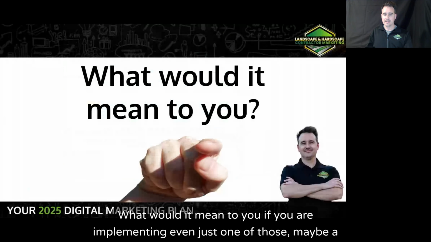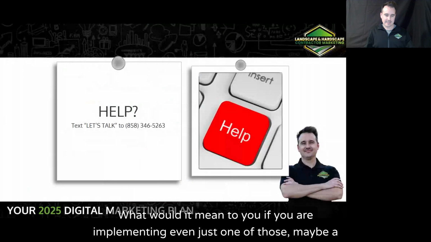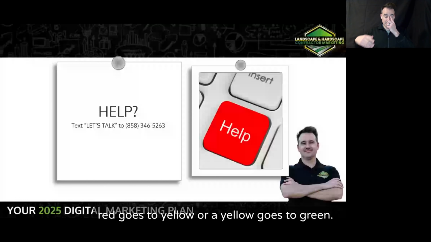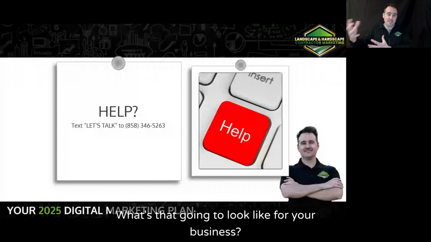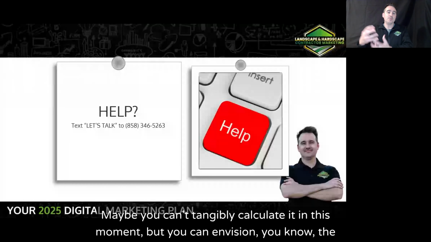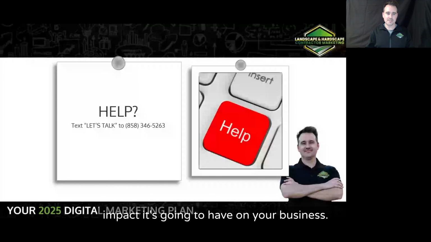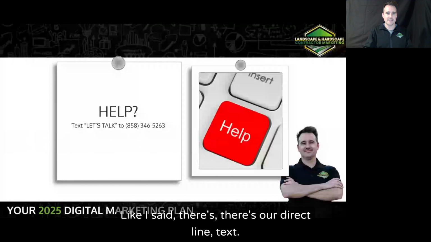What would it mean to you if you are implementing even just one of those? Maybe a red goes to yellow or a yellow goes to green. What's that going to look like for your business? Maybe you can't tangibly calculate it in this moment, but you can envision the impact it's going to have on your business. Like I said, there's our direct line.